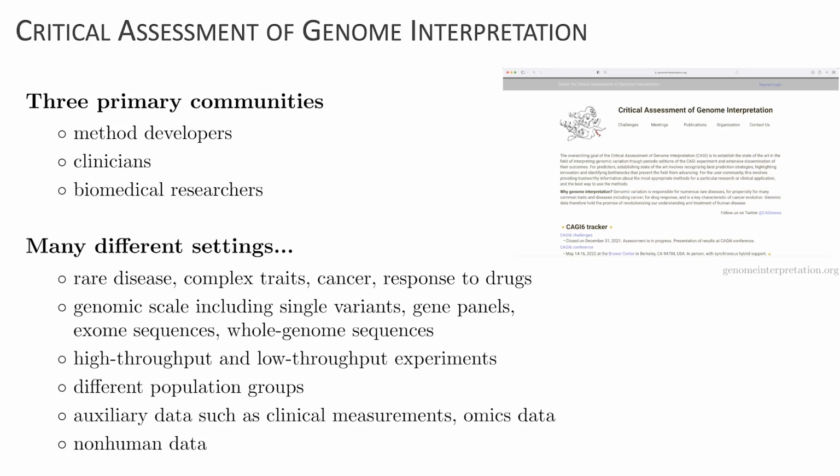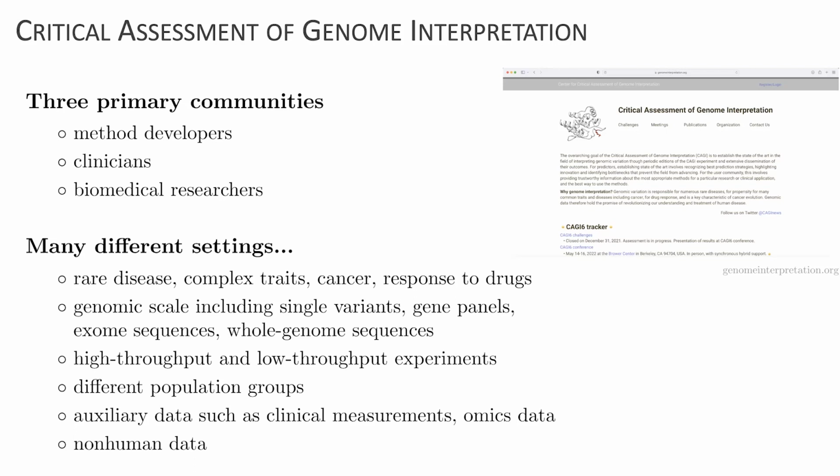And as AI techniques are gaining more and more attention, it is probably wise to think that regulators are going to be another audience of this type of experiments. And as I mentioned, we have many different settings, and I'll talk about that a little bit more. Rare disease, complex traits, cancer. Sometimes we predict the response to drugs for variants. We deal with single variants like amino acid variants or single nucleotide variants. We work with gene panels, exomes, and whole genome sequences.